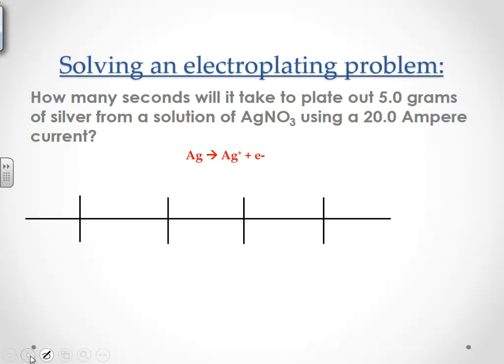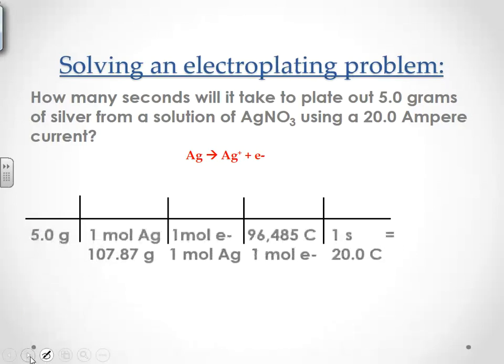All right, the last slide here is on how you solve an electroplating problem. So here's a typical example. It says, how many seconds will it take to plate out 5.0 grams of silver from a solution of silver nitrate if we use a 20 amp current? So here's the reaction. It's plating out silver from silver nitrate. So you want to write the redox reaction here. Silver yields silver ion plus electrons. This is your oxidation half reaction, losing electrons.